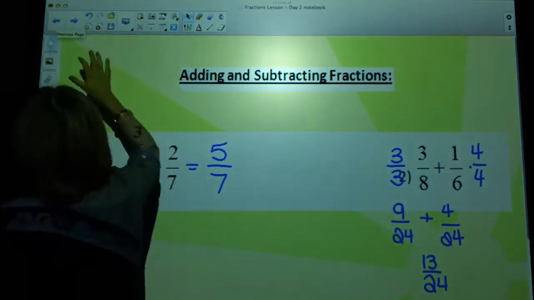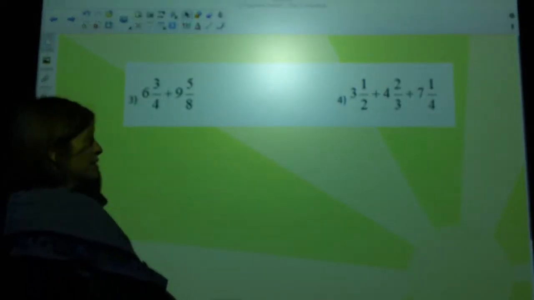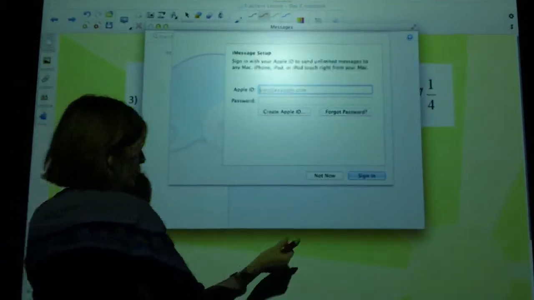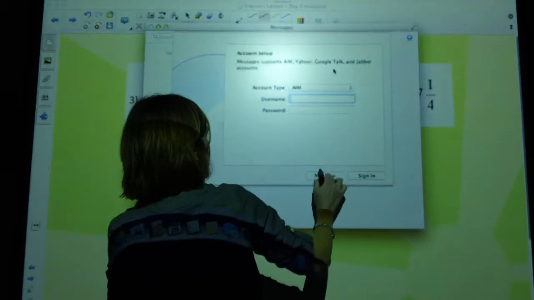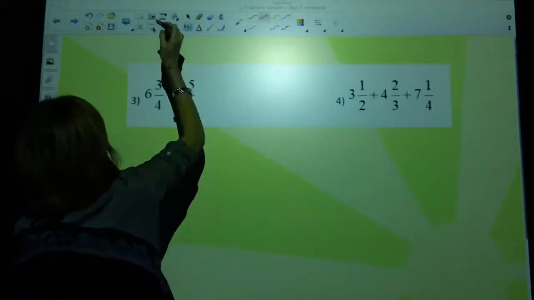All right, it can get a little harder when I throw in mixed numbers. We can either have, oops, sorry about that. Not now. Why is this doing it for me? Sorry, I pressed the wrong button.